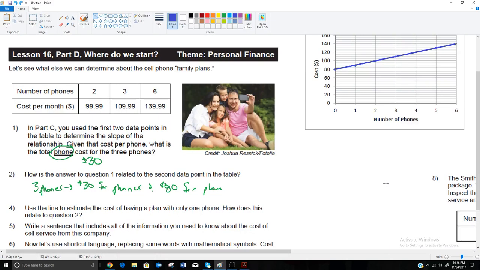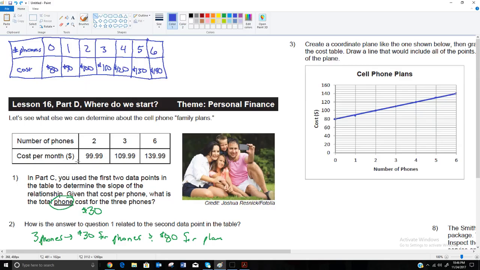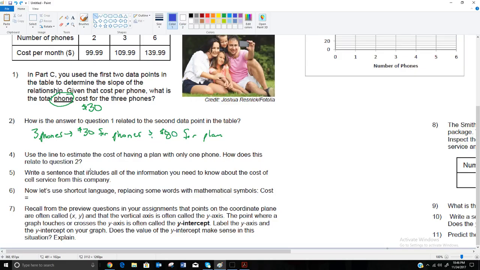Well, we can use the table, because if we were filling in the table with just their data, we would have only had points for 2, 3, and 6. And then if you come through here, 1 is at about 90. So you can either look at the graph and see that one phone is 90, or we could use the table.